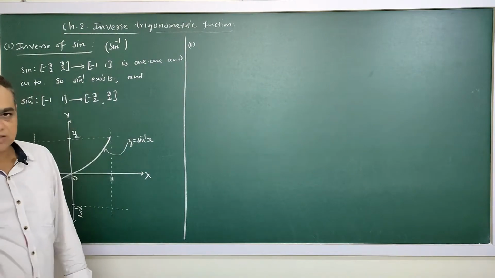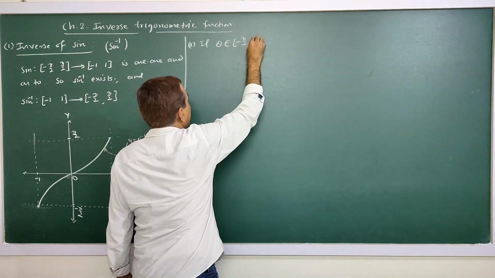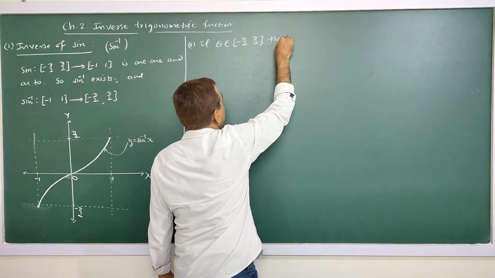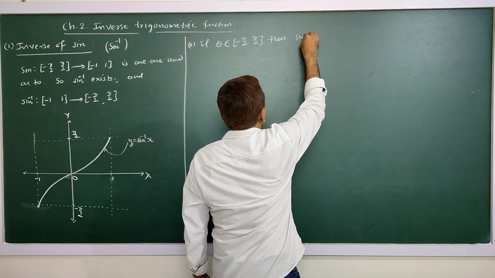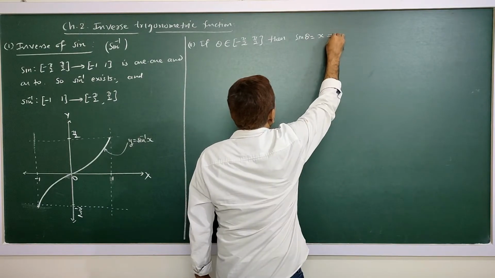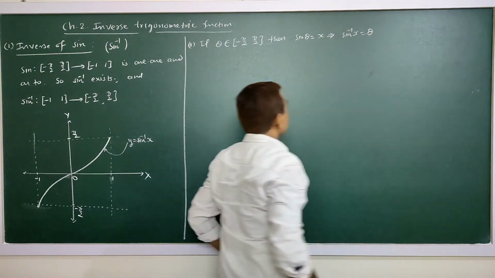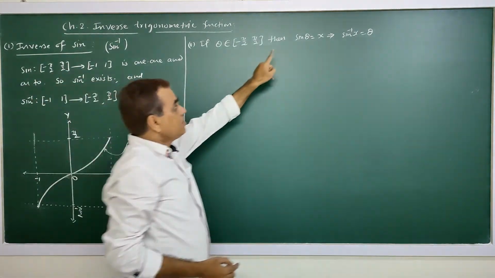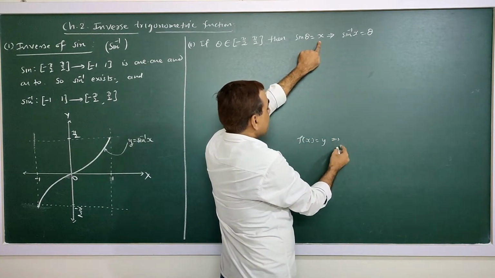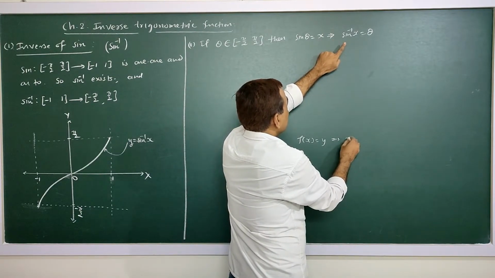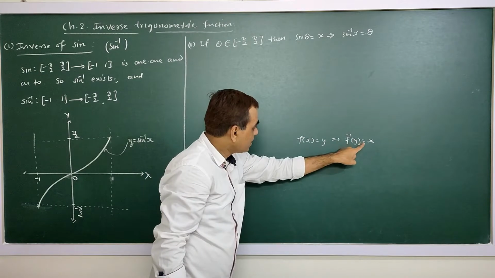See, first property. If theta belongs to the closed interval minus pi by 2 to pi by 2, then sine theta equal to x implies sine inverse x equal to theta. Say this is like f(x) equal to y. On the other side, what I have written is x equal to f inverse y.